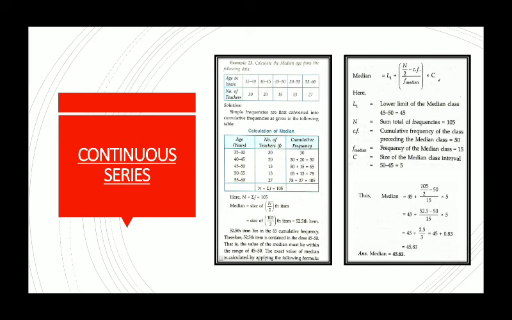If by chance you make a mistake and your answer is not lying in that range, suppose you have done the sum correctly, but during the calculation your answer is coming more than 50 or less than 45, then please cross-check whether you have made any mistake or not, because the answer of median will always lie in the median class, which is the n by 2th class. Okay, so here we complete the calculations of median in all three series: individual series, discrete series and continuous series.